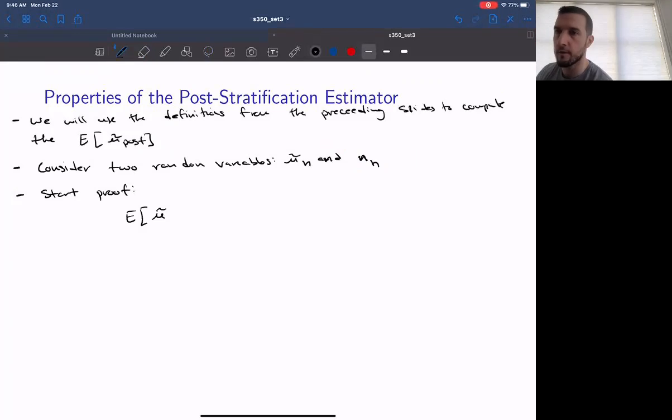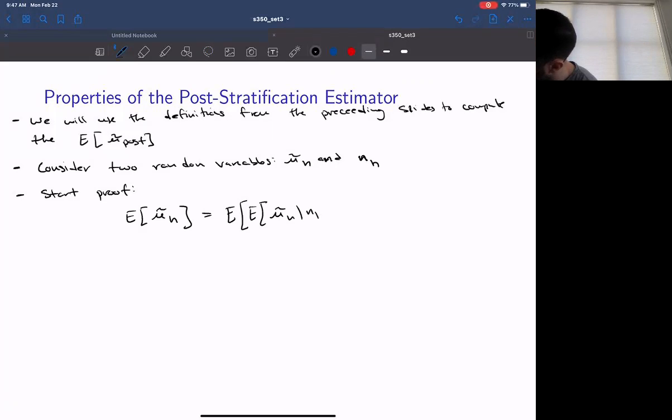Okay, so we're going to start by using the expected value rule that we defined in the previous slide. So we can write the expected value of mu tilde h is equal to the expected value of the expected value of mu tilde h given little nh equals nh. So we'll call this part one.